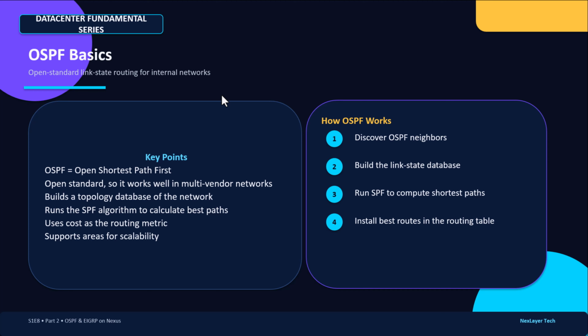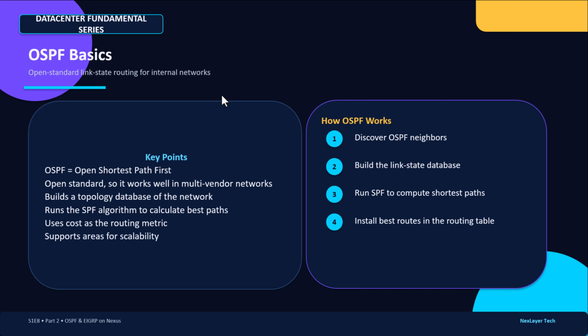OSPF stands for Open Shortest Path First. It is an open standard link state routing protocol. Because it is an open standard, OSPF can operate in networks containing equipment from Cisco and many other vendors. OSPF-enabled routers and layer 3 switches exchange information about their connected links. Using this information, every OSPF device builds a database representing the network topology. You can think of this database as a map of the OSPF network.